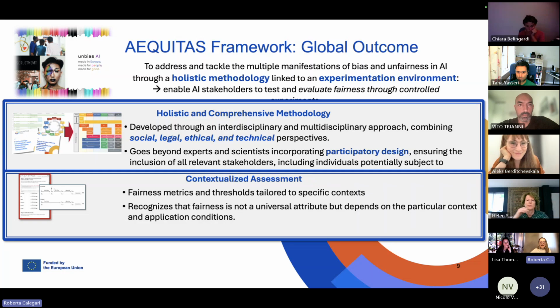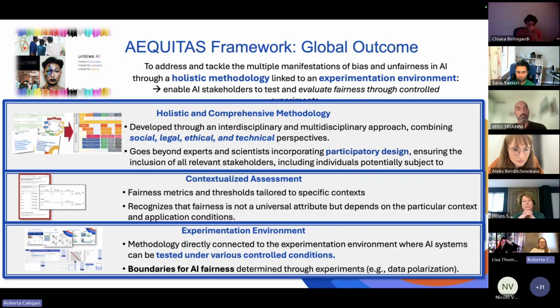Once we put in place this methodology, we are able to create the so-called socio-technical graph that puts together the context of an AI system and is capable of assessing your AI system against the given context. Because, for instance, what we consider fair in the healthcare domain is completely different from what we consider fair in the hiring domain. So we created this socio-technical context, and then we are able to make experiments in our environment.